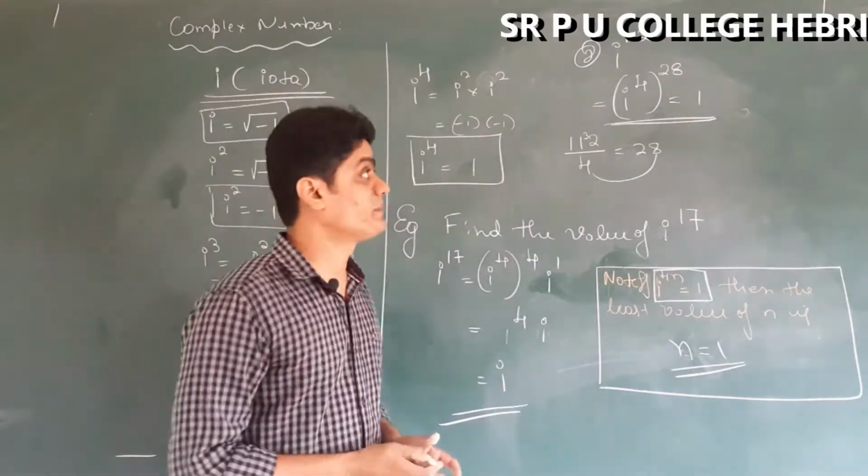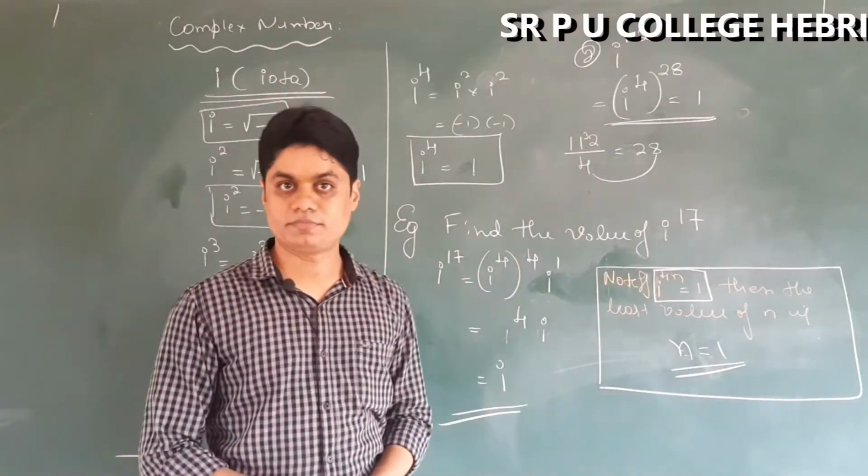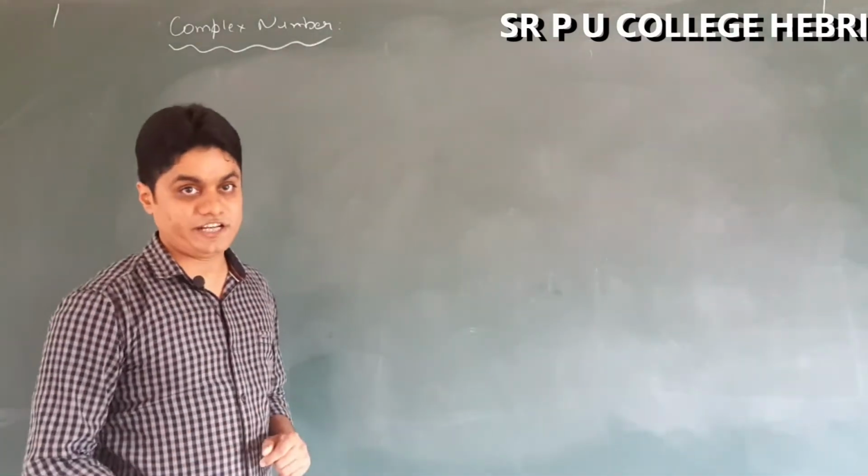In notes, when you write, start from here with the heading iota, and write all this information. Understood? So next concept, definition of complex number.